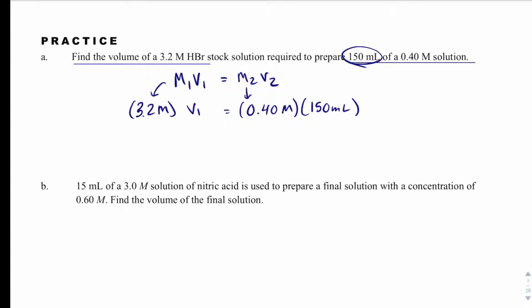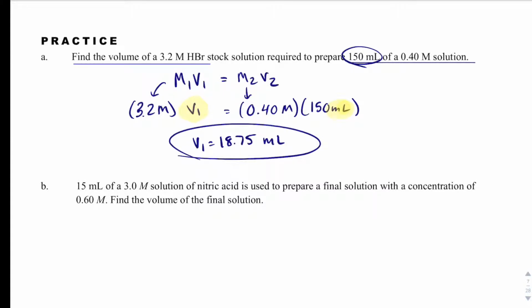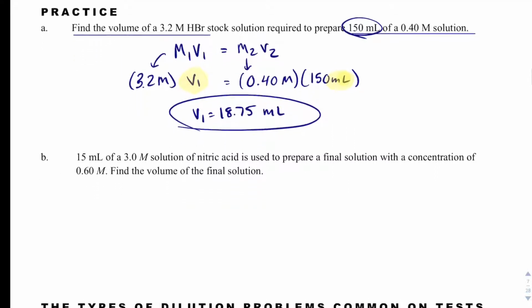What I'm going to do is take 0.4 times 150 divided by 3.2, and what I end up getting is that V1 equals 18.75 mathematically, but you've got to think about the units. Think back to gas laws. If this is milliliters on this side for volume, then when I solve for V1, it will also be milliliters. You can only use milliliters with molarity when there's milliliters on the other side of your equation. That way, they end up canceling, and you don't have to do any extra converting.